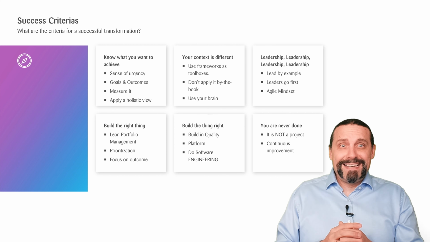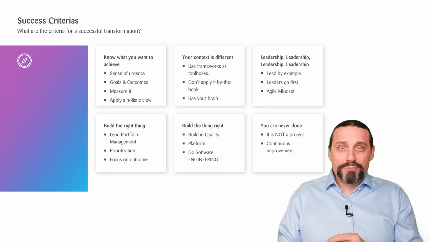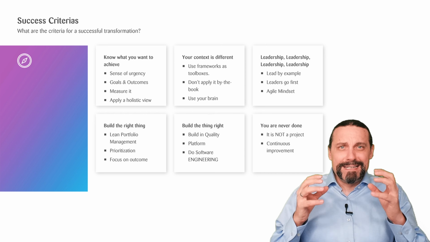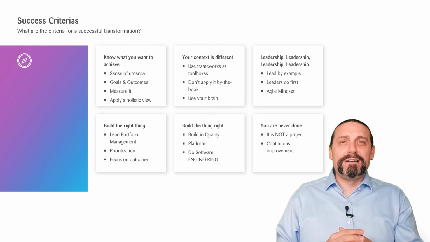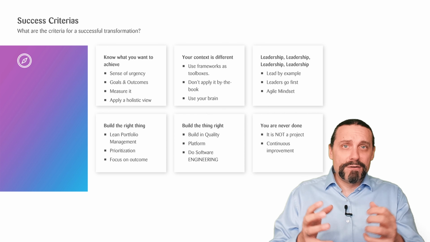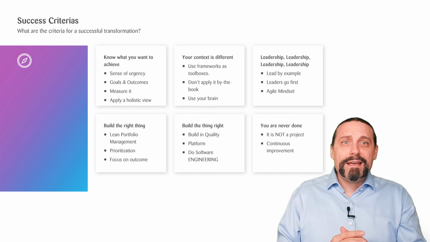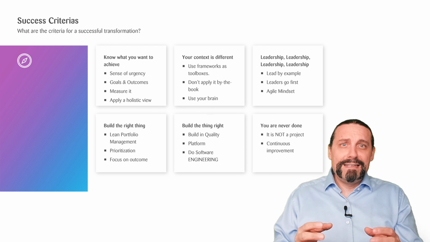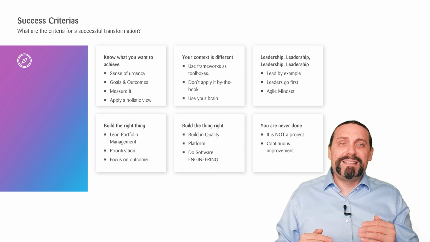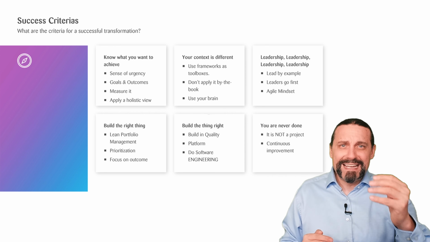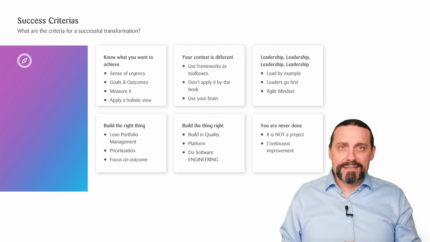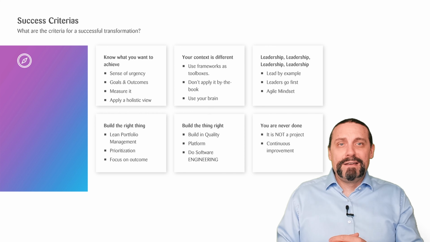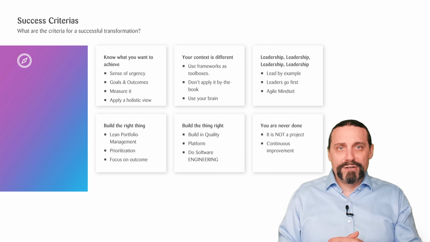Steve Ballmer once said, "developers, developers, developers." I always say it's leadership, leadership, leadership, what you need when it comes to agile or DevOps transformation. Leaders need to lead by example. They need to go first. They need to have a clear plan. They need to have an agile mindset. If you don't have that, then it will not work.